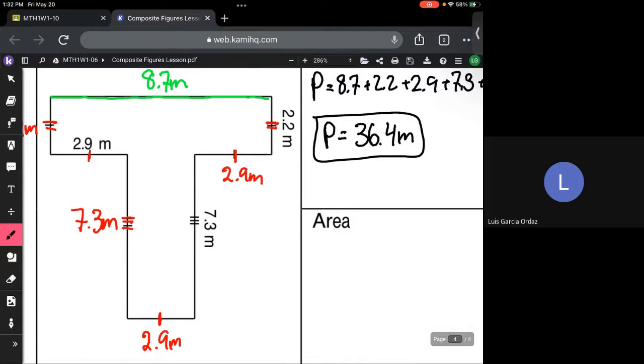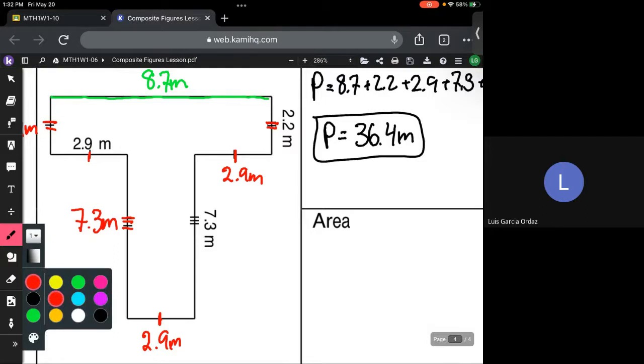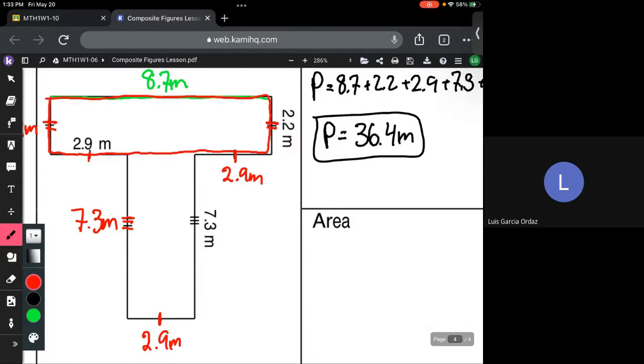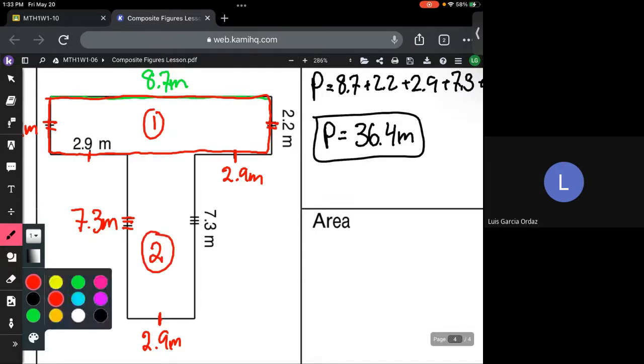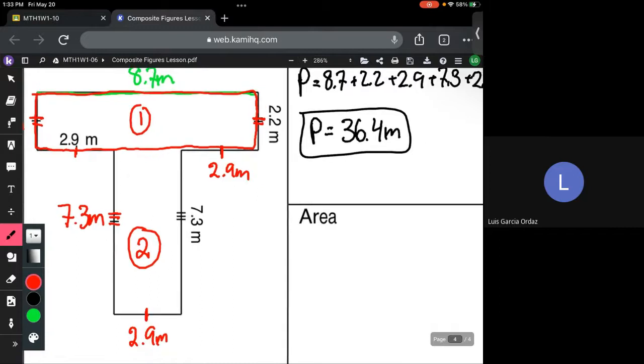Yazin, horizontally. So this red rectangle is going to be one of my shapes. I'm going to label this as shape number 1, and I'll label the bottom one as shape 2. In order to find the area of a composite figure, you have to find the areas of both shapes and then add them together. Obviously, they're both rectangles.